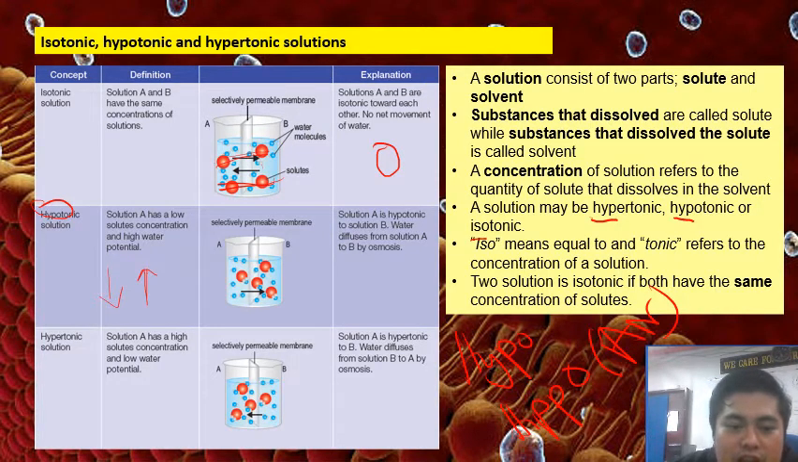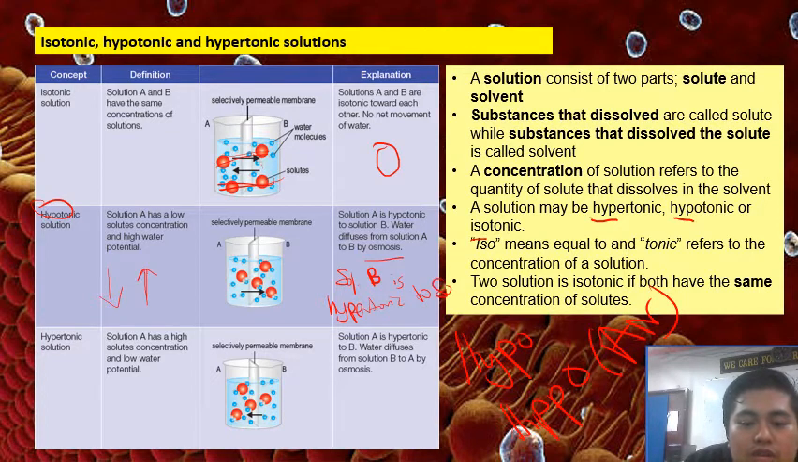Kenapa dia hypotonic? Dia lagi banyak water potential. Water potential dia lagi tinggi. Apa akan berlaku? The water will diffuse from solution A to solution B through osmosis. Kenapa osmosis? Sebab kita bercerita pasal air. So, katakan korang tak nak tulis macam ni. Korang nak terbalikkan. So, korang boleh cakap solution B is hypertonic to solution A. Nampak tak? Tadi korang cakap A hypotonic to B. Sekarang korang cakap B hypertonic to A.